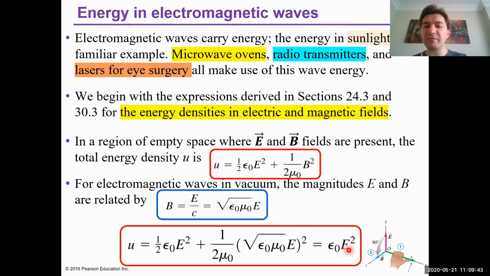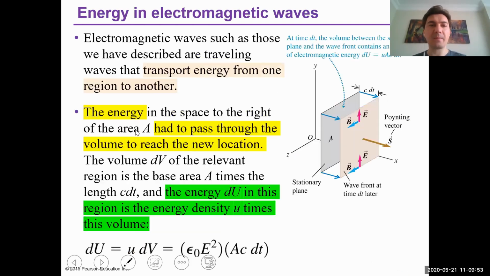Epsilon 0 times E square is equal to the total energy density of the electromagnetic wave. Okay, so we will use them. This is the total energy density. So what about the energy? Energy is written as total energy density times volume.